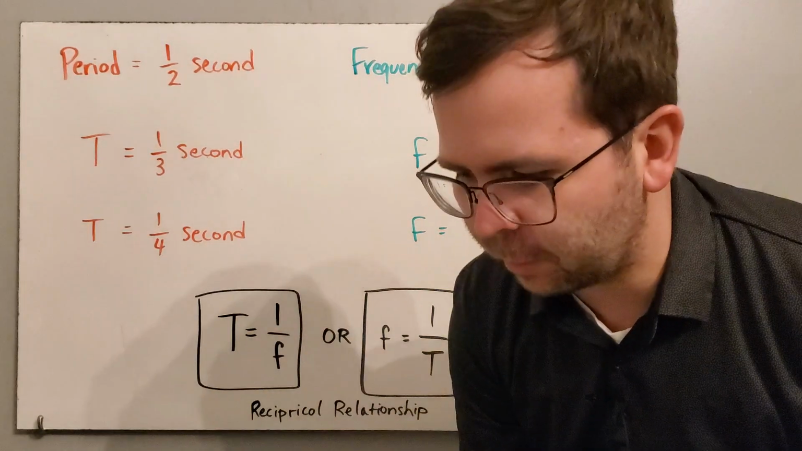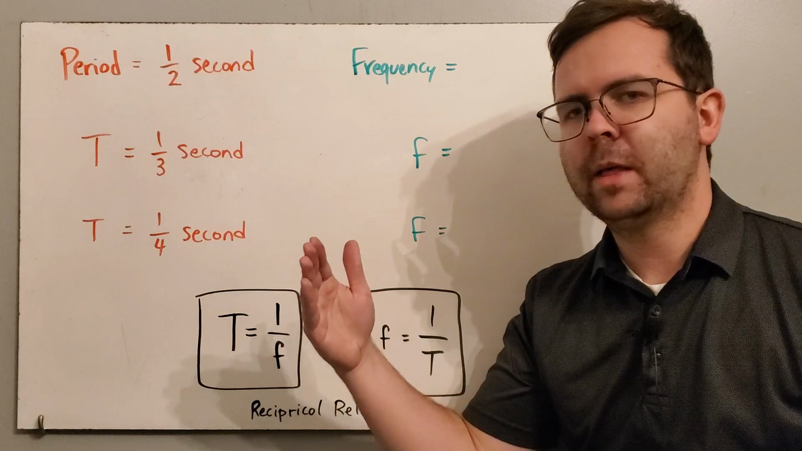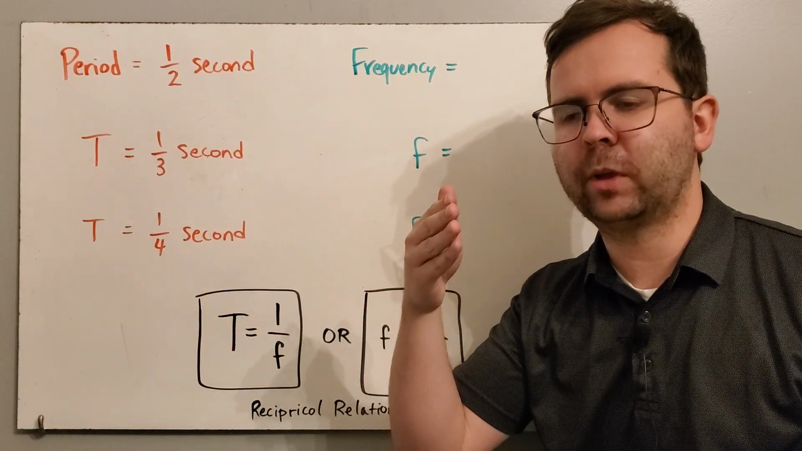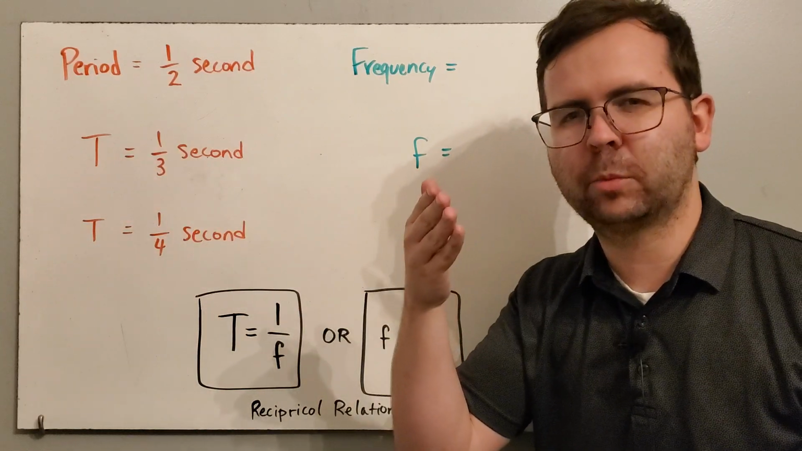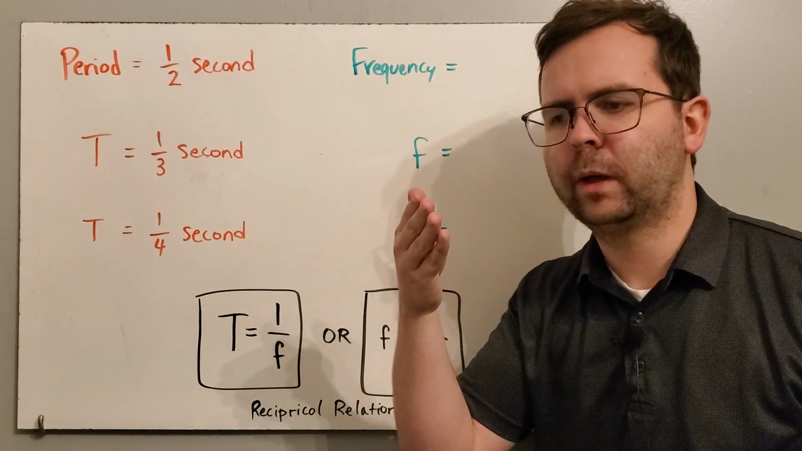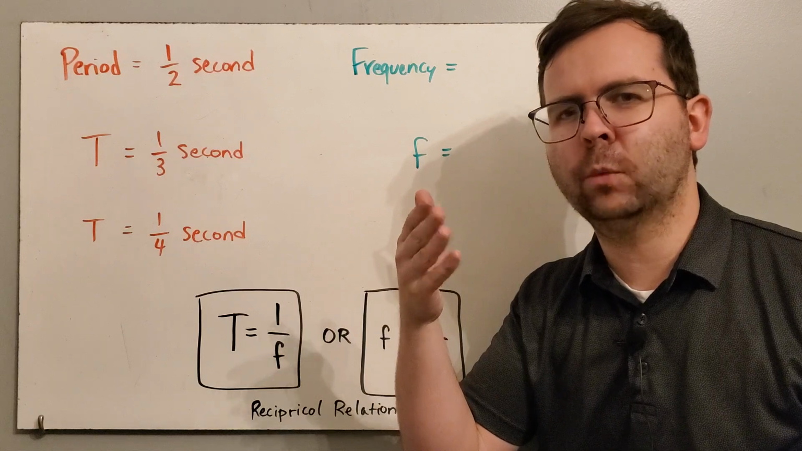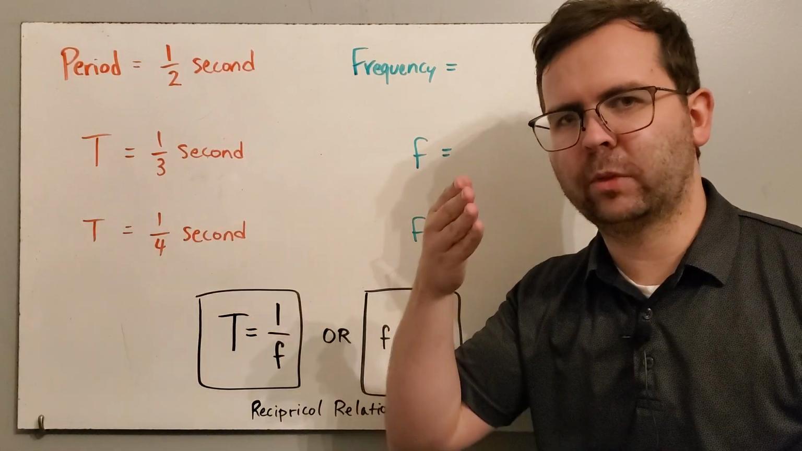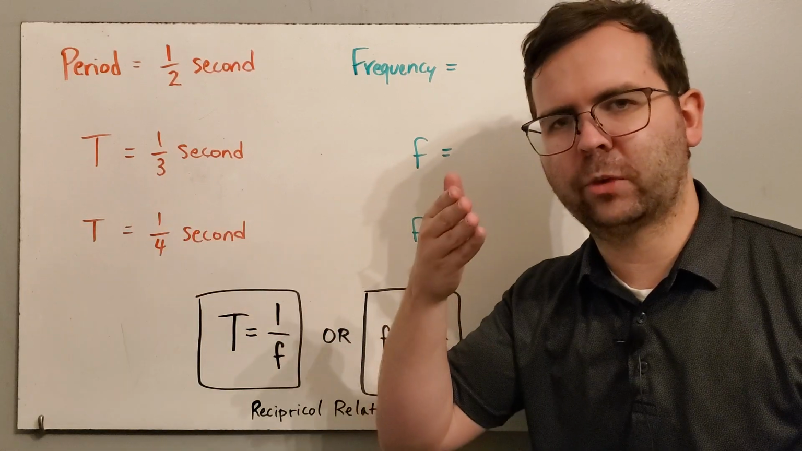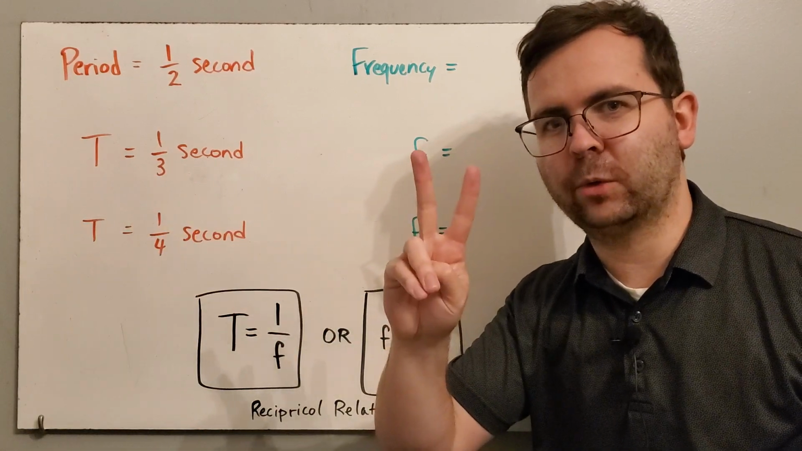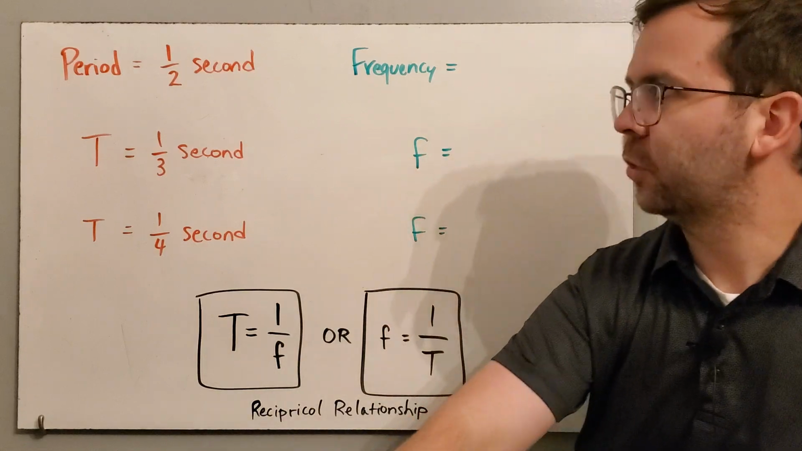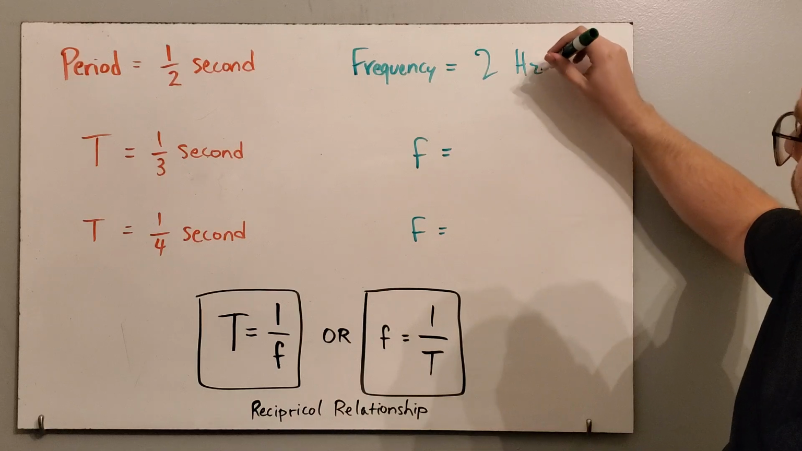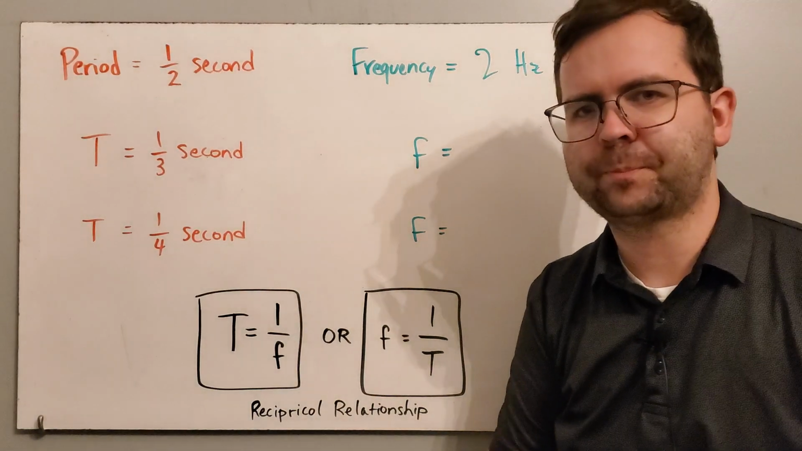So I want you to imagine that we had a pendulum that had a period of half of a second. So that means it takes half a second to complete one cycle. Well, how many cycles would it complete in one full second? So if we let that go, right? Half a second for one cycle, half a second for another cycle, that would be 2 cycles in one full second. So it would have a frequency of 2 hertz, or 2 cycles per second.